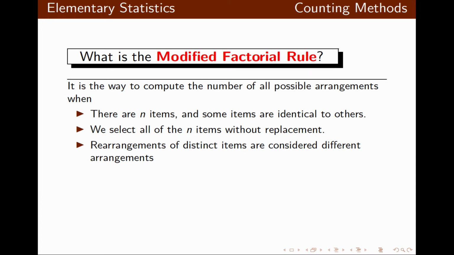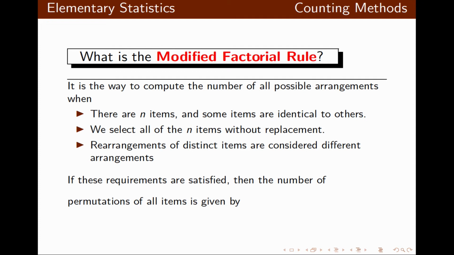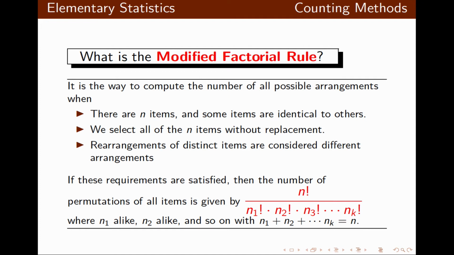If these conditions are satisfied, in addition to rearrangements of distinct items being considered different arrangements, then the number of permutations will be given by n factorial, which is the total number of items, divided by n1 factorial, n2 factorial, all the way to nk factorial, where n1 items are alike, n2 items are alike, and so on. And the sum of n1, n2, all the way to nk should be equal to the total number of items, n.